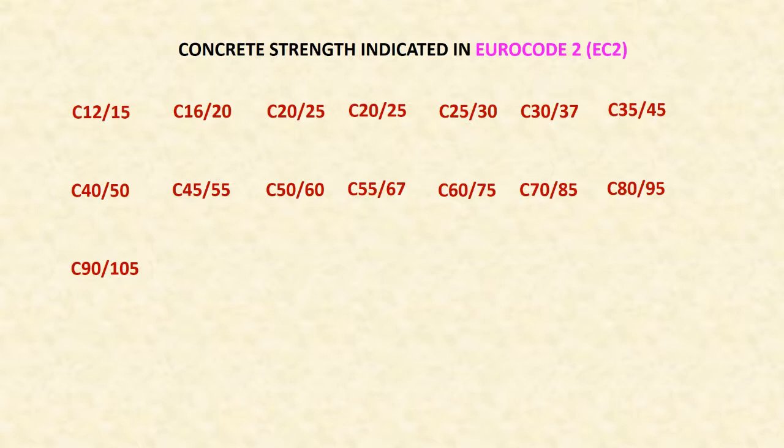Concrete strength is indicated in Eurocode 2. Nowadays most countries follow Eurocode 2. This is the cylinder strength, this is the cube strength. For example, 90 is the cylinder strength and 105 is the cube strength.